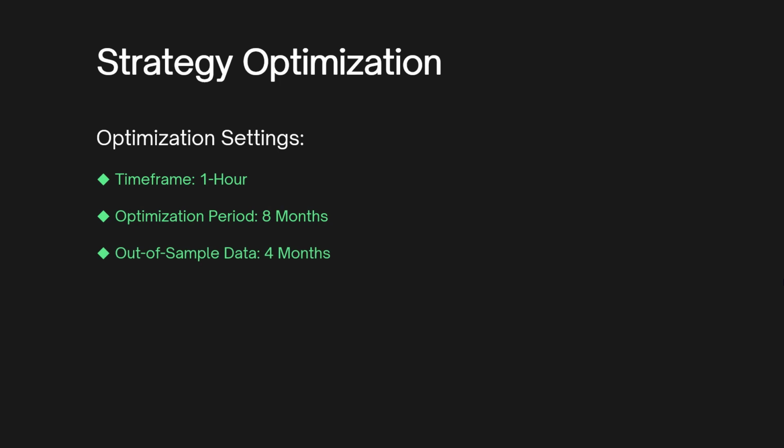We'll test the strategy on the 1-hour time frame. The data is split into 2 sets. In sample, 8 months. Used for tuning strategy parameters. Out of sample, 4 months. Used to test the strategy on unseen data.